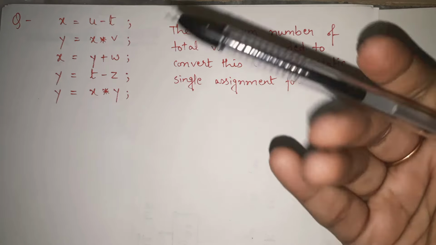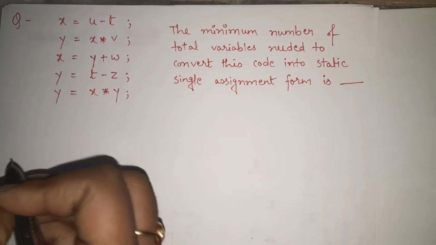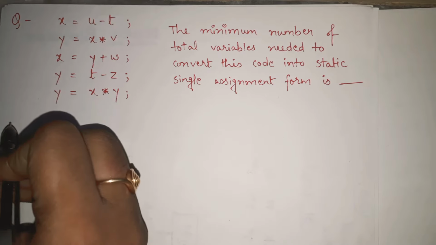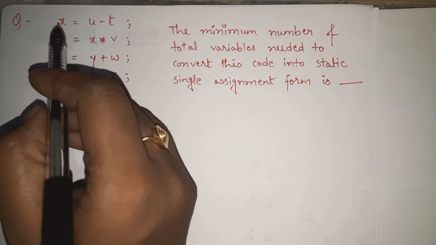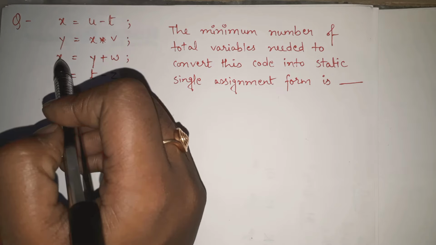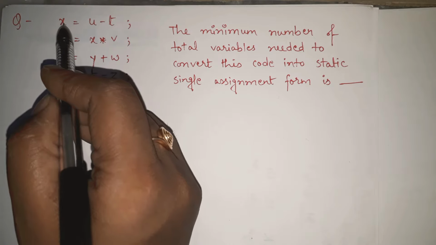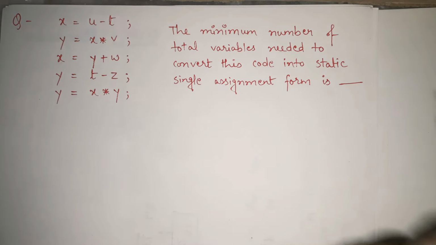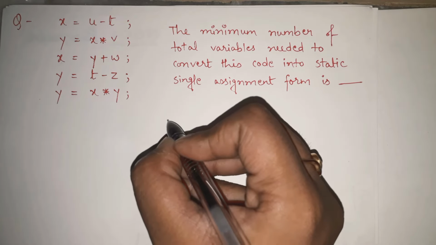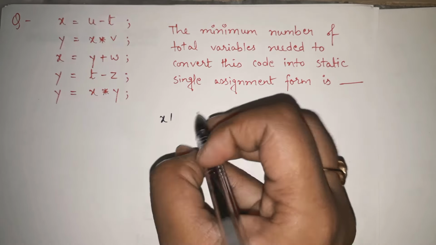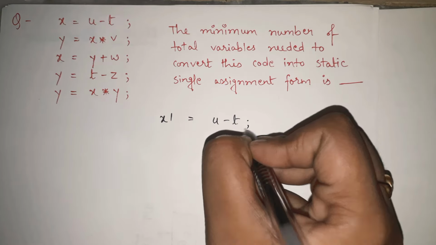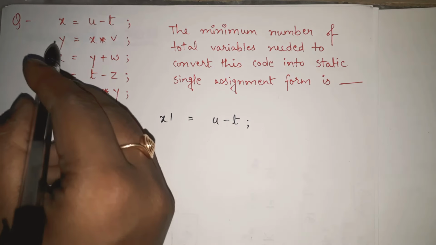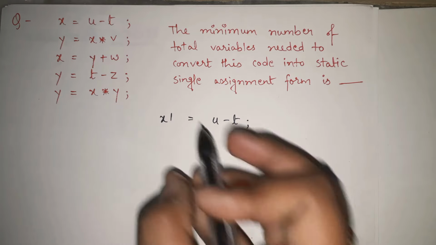So how can we do it? See, it is very simple, and this type of question is asked quite a number of times. There are 2 assignments to X, so we can replace them with X1 and X2, right? So we write X1 equal to U minus T as it is. Then let's leave this one blank, and then this X we can make X2.